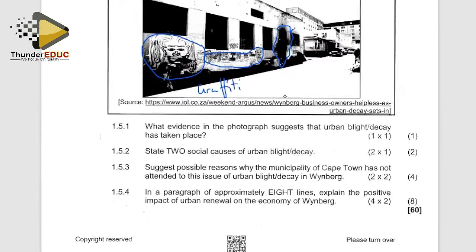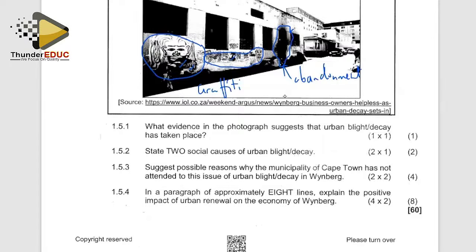The graffiti suggests that there is urban blight taking place. These markings and drawings on the walls give us an indication that the area is experiencing decay. And also we can figure out from what you can see, there's evidence of abandonment here. The area seems deserted. It seems like it has been abandoned.